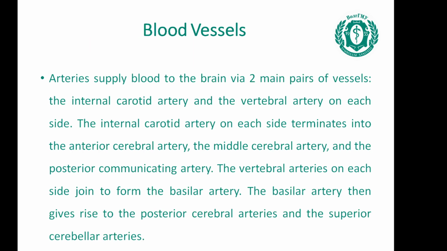Arteries supply blood to the brain via 2 main pairs of vessels, the internal carotid artery and the vertebral artery on each side. The internal carotid artery on each side terminates into the anterior cerebral artery, the middle cerebral artery, and the posterior communicating artery. The vertebral arteries on each side join to form the basilar artery. The basilar artery then gives rise to the posterior cerebral arteries and the superior cerebellar arteries.